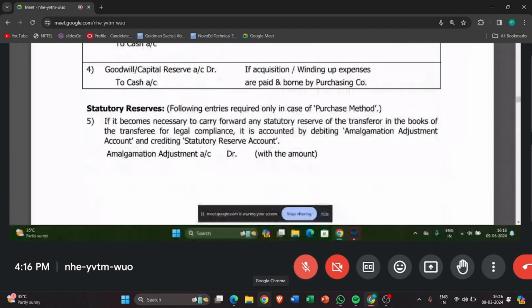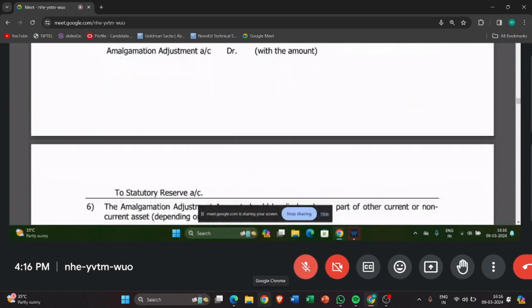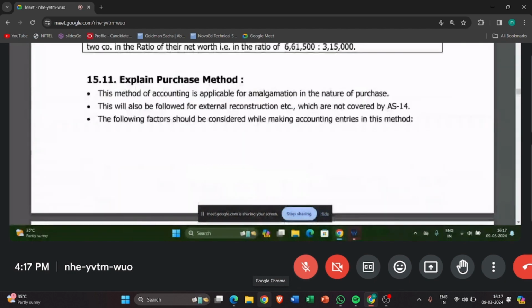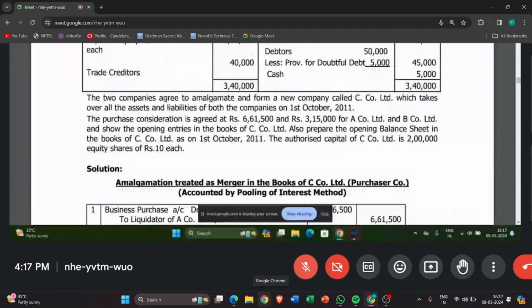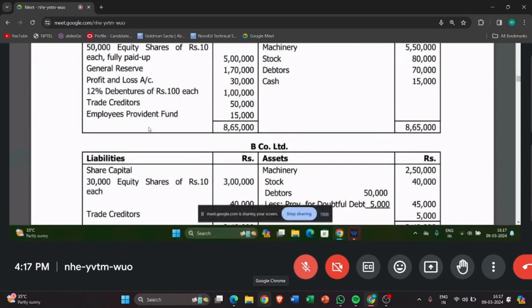Then, if there are any statutory reserves. Now what are statutory reserves? As the name itself says, these are very important reserves which are required by law. If you are a company wherein you are following some government act, some law is applicable on you, and that law says that you have to maintain a reserve, then in the balance sheet of the transferor company you will have an amount like a statutory reserve.